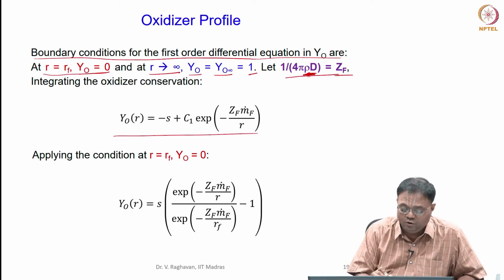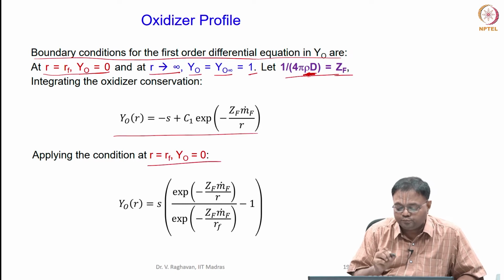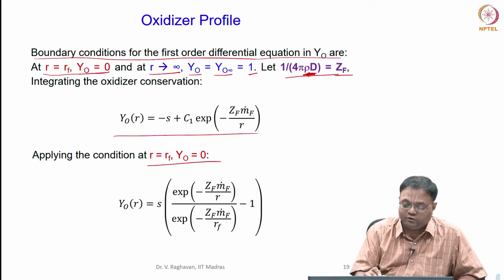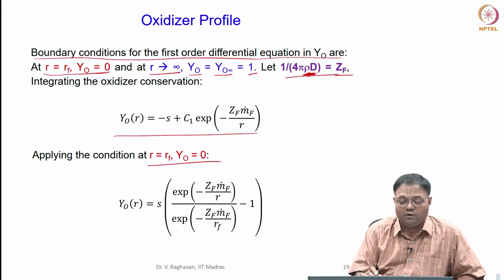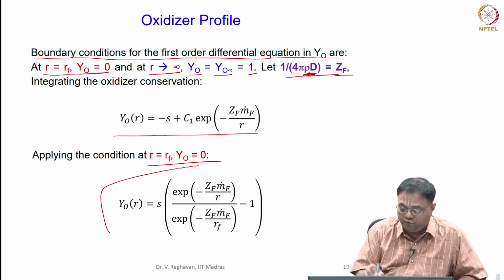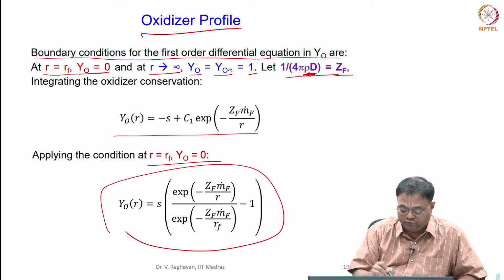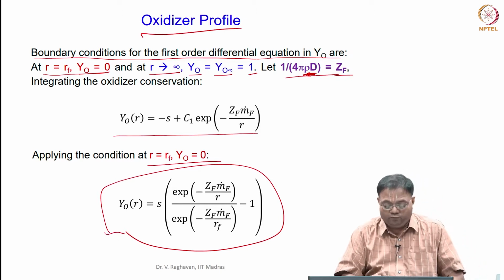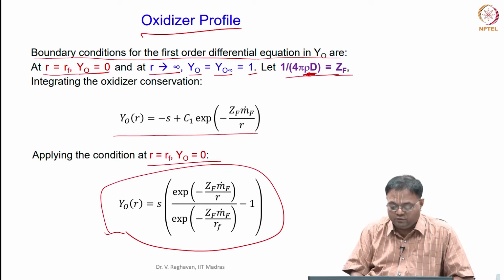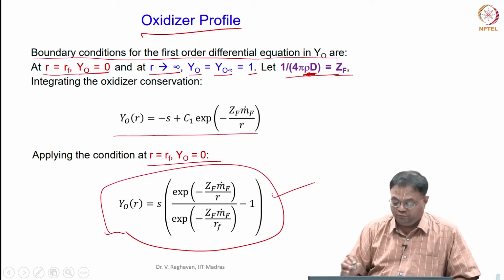Same type of solution I get, with some small change here. Now applying the boundary condition YO equal to 0 at R equal to RF. When I substitute R equal to RF, I will get YO equal to 0. The constant can be evaluated, as other quantities are known to me. Once the constant is evaluated and put back here, I get the profile for oxidizer. So YO at any R is equal to S times exponent of minus ZF m dot F by R, divided by exponent of ZF m dot by RF, minus 1. So this is the profile.